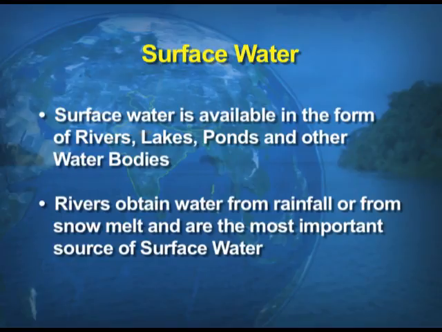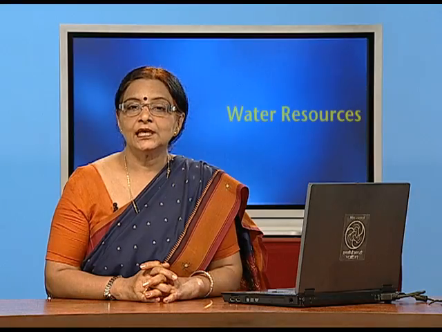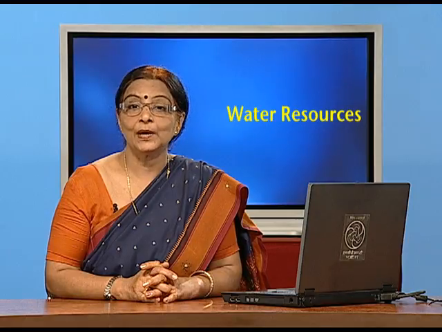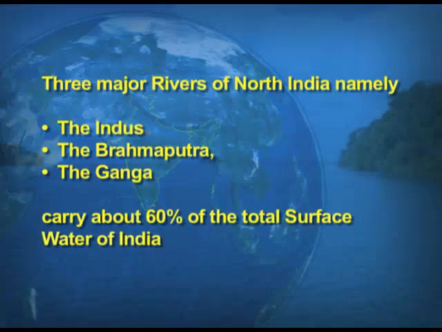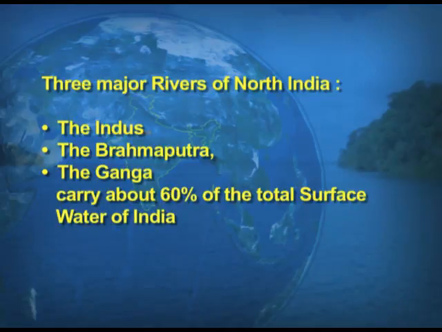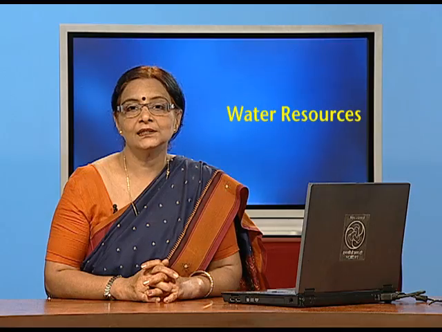Rivers obtain water from rainfall, or the other source for the water in rivers is the melting of the snow. So, that means the most important source of water on earth is known as the surface water, because it is considered to be the fresh water. And there are a few major rivers in the northern part of India, namely the Indus, which is on the western side, the Brahmaputra, the mighty river on the eastern side of the country, and the most sacred river of northern India, that is the Ganga river.